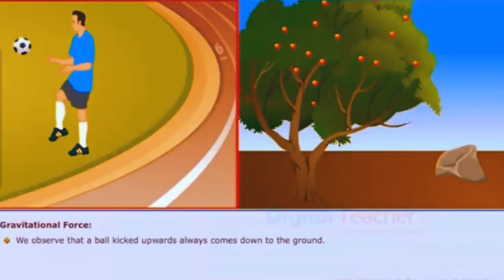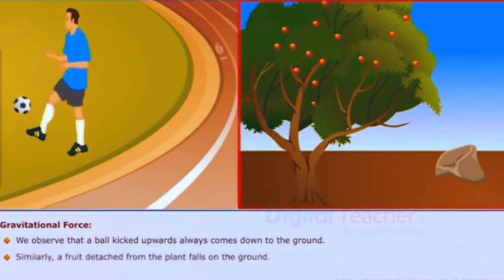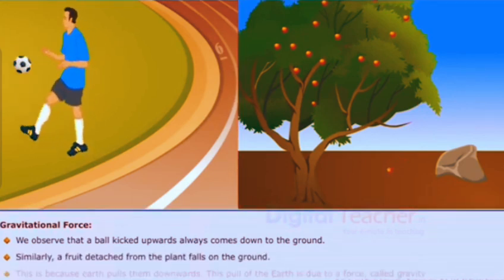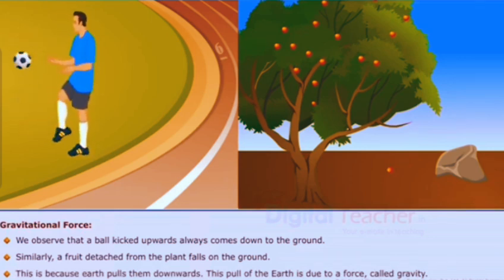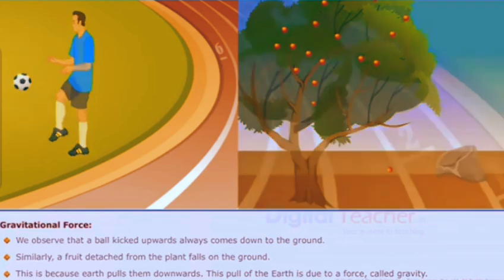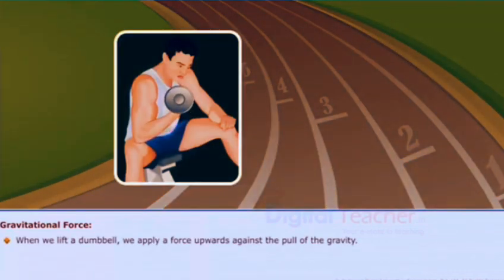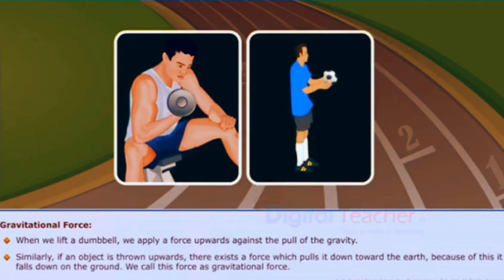We observe that a ball kicked upwards always comes down to the ground. Similarly, a fruit detached from the plant falls on the ground. This is because earth pulls them downwards. This pull of the earth is due to a force called gravity. When we lift a dumbbell, we apply a force upwards against the pull of the gravity. Similarly, if an object is thrown upwards, there exists a force which pulls it down towards the earth. Because of this, it falls down on the ground. We call this force as gravitational force.